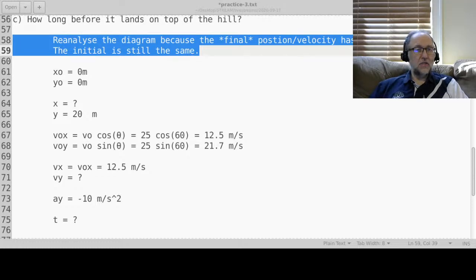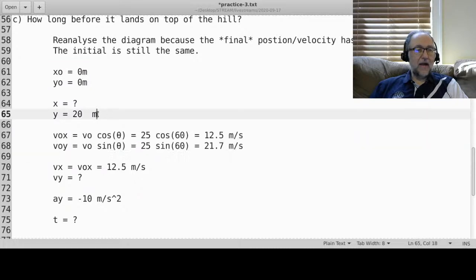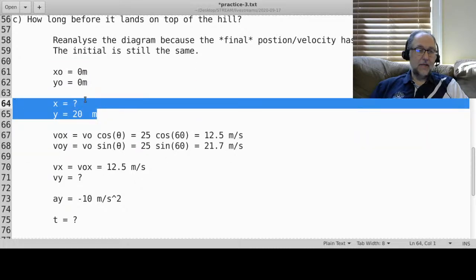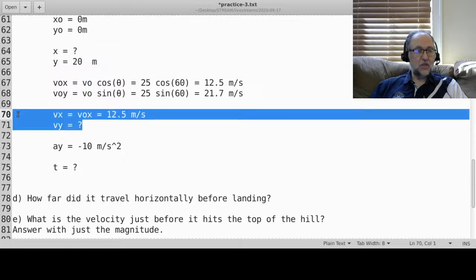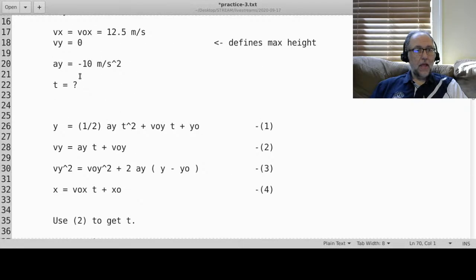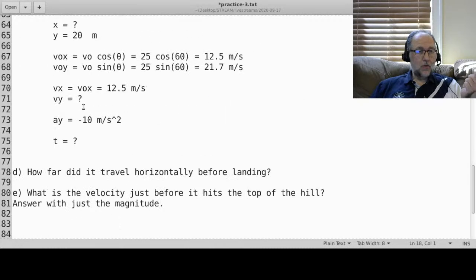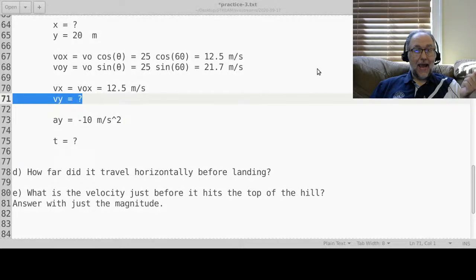So the initial position is still the same here, like that. And the initial velocity is still the same. But the final position is, as I said, the x is unknown, but y is 20. Okay. And the final velocity, that's also changed. Yeah, the vx is still the same, but the vy isn't. Okay, before we had vy is equal to 0. And the reason we had vy equals 0 there was because we had reached maximum height. But here, we're no longer at maximum height. We're heading downwards. And so there is a negative value to vy.